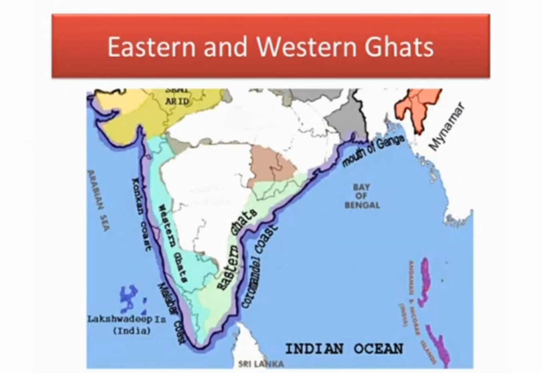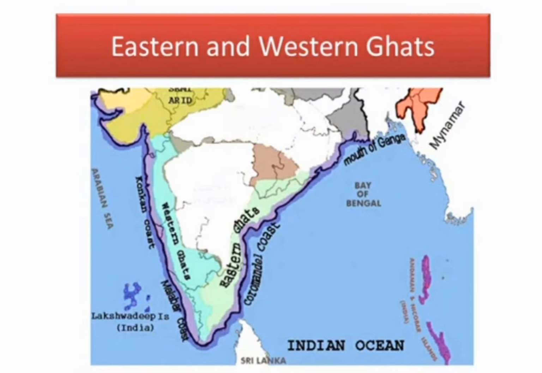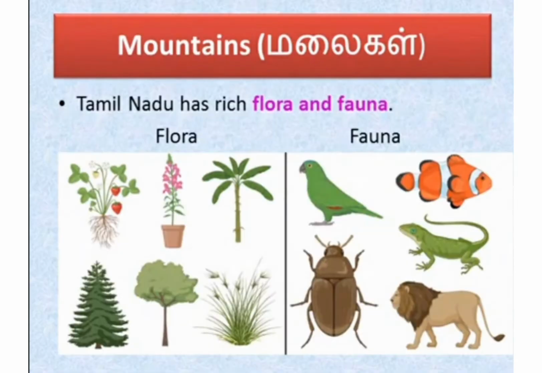Let me continue the lesson, children. Tamil Nadu has rich flora and fauna. What is the meaning of flora and fauna, children? The plants and the animals of an environment.